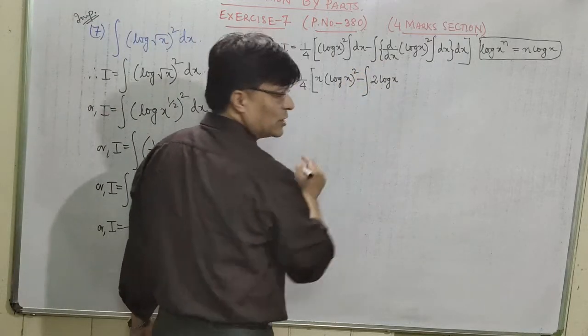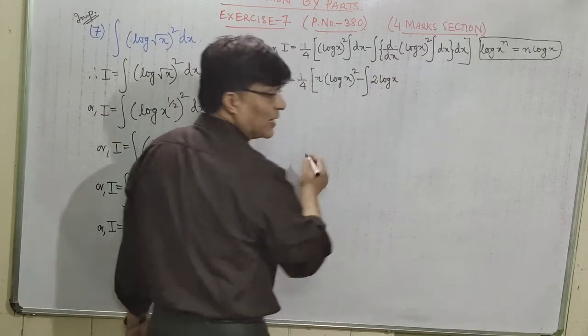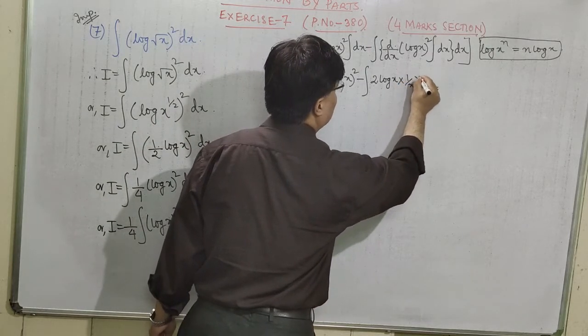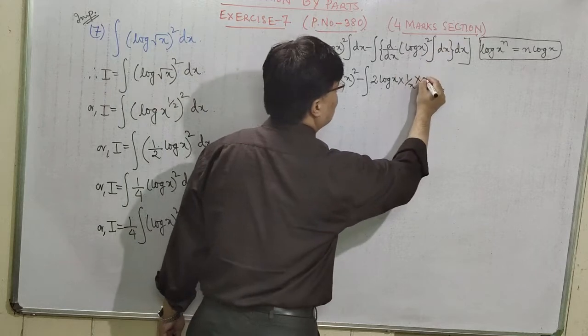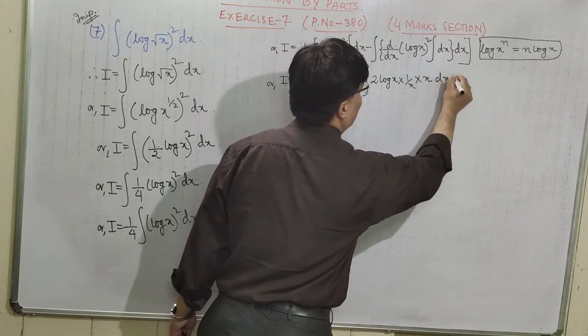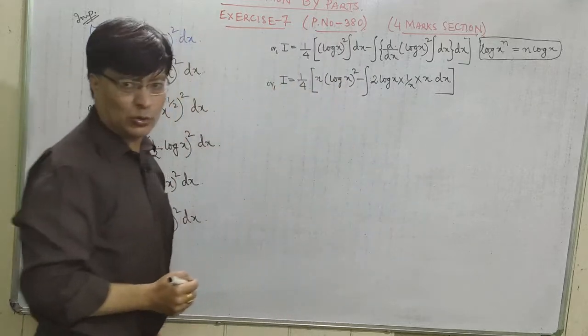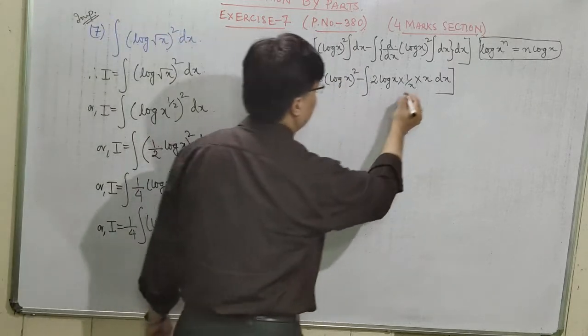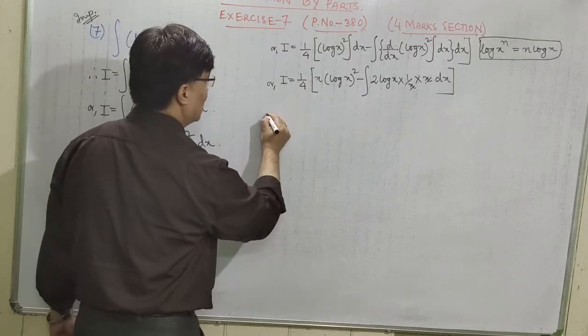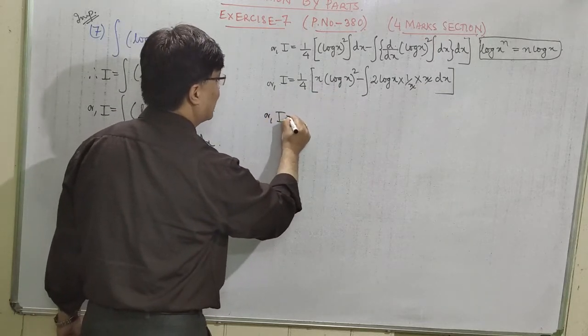Again, differentiate the term which is assumed as x. That is, log x is assumed as x. What is this differentiation? It is 1 upon x into, what is the integral of dx? That is your x. Then you write dx. The bracket is closed, right? So here x gets cancelled. So now let us open this bracket.